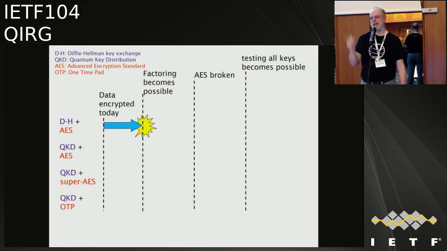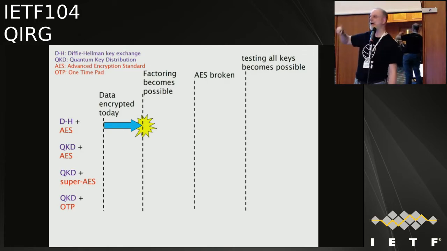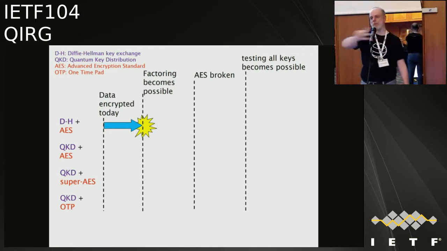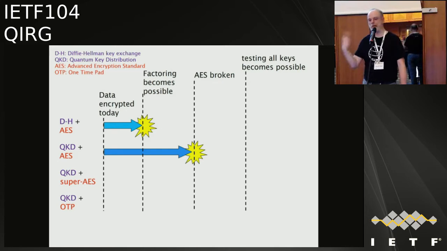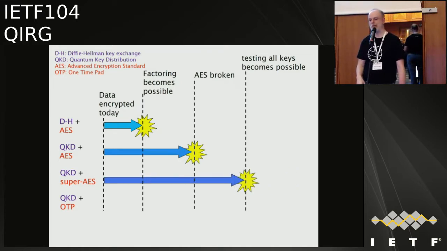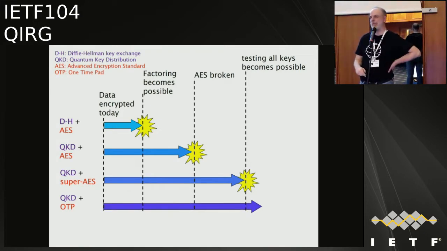So if you encrypt data today, the data is secure from now until someone factors a number. If they have recorded your encrypted conversation today that's being sent across the network, and then in 10 years this factoring becomes possible, then they can decrypt the conversation you're having today 10 years from now. With QKD plus AES, instead it stays secure until AES is actually broken, and if you use some sort of super AES, maybe it stays that way until some hypothetical such as testing all possible keys becomes possible. And ultimately, of course, we want to get to using this as a one-time pad, and theoretically it'll stay secure forever. Right?